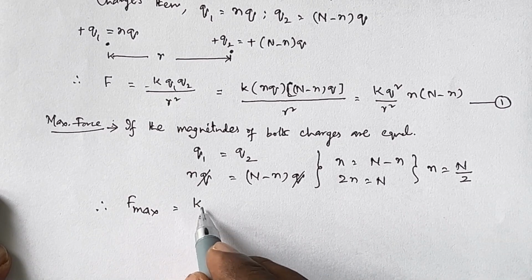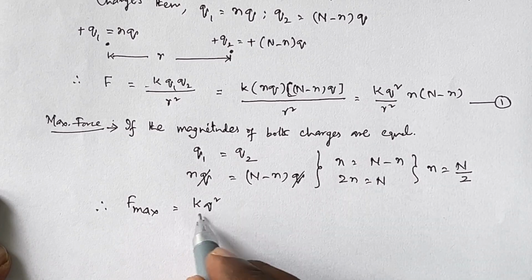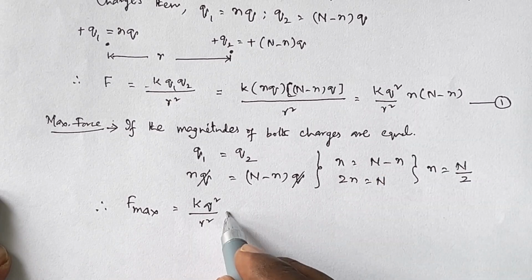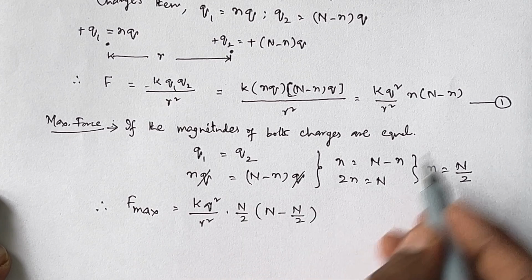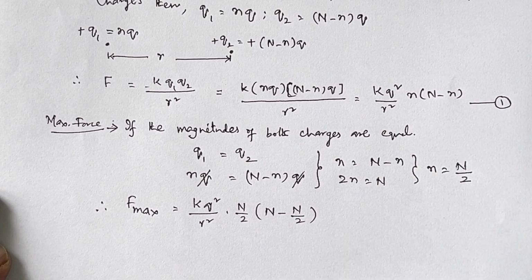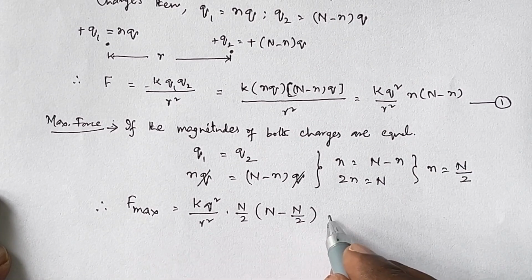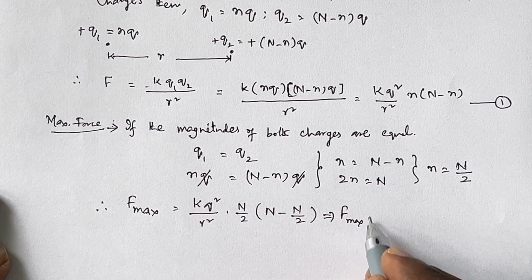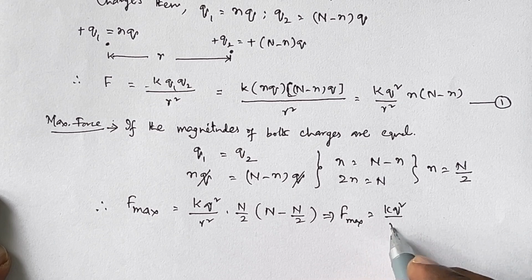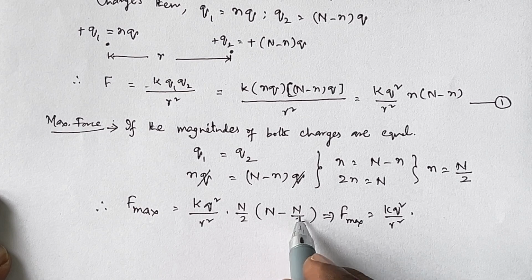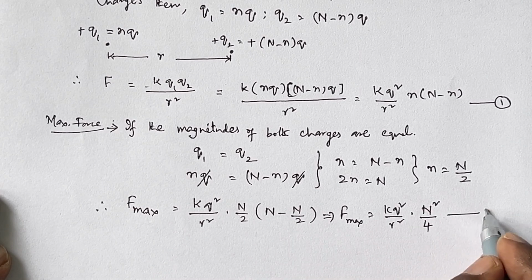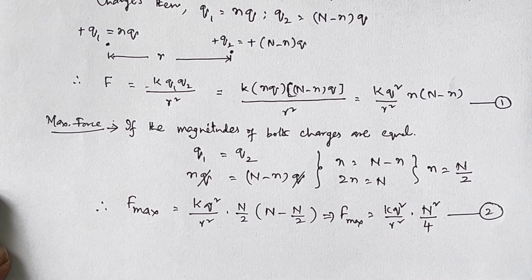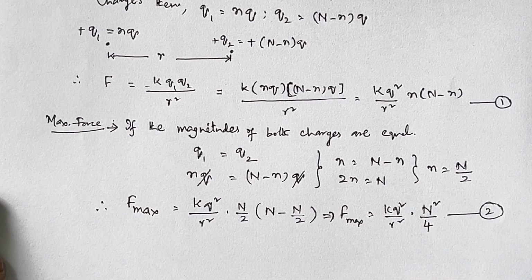So K Q square by R square. In the place of n, I will write N by 2. In the small n place also I have written N by 2. Then F max is equal to K Q square by R square into, this is N by 2, N minus N by 2 is also N by 2. So N square by 2 into 2, 4. This is maximum, right? So what is the condition for minimum force?